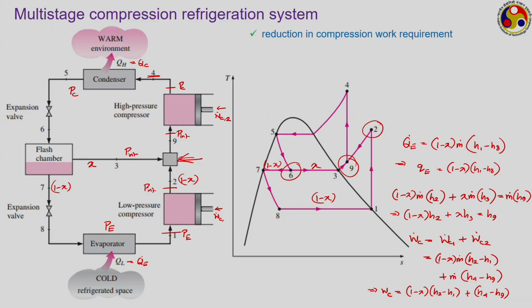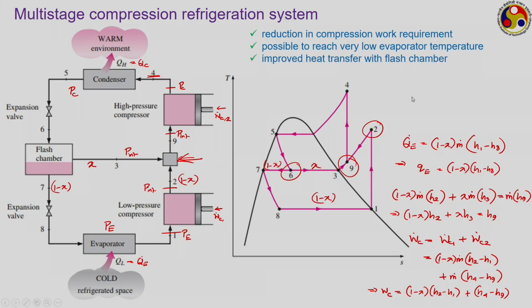So, the advantage of this multi-stage compression is a reduction in the compression work, because had we been using a single stage compression without any flash chamber, then this point would have been somewhere here. Just by extending this, we would have got the final point 4 prime maybe somewhere here. So, a significant reduction in the compression work is what we get from here. Then it is possible to reach a very low evaporator temperature. I have not mentioned it, but quite similar to the previous case, we also have a gain in the evaporator load. And finally, the heat transfer is much improved in the flash chamber, because here we do not need to bother about designing a heat exchanger with very high effectiveness; rather we just have direct mixing in the mixing chamber and phase separation in the flash chamber.